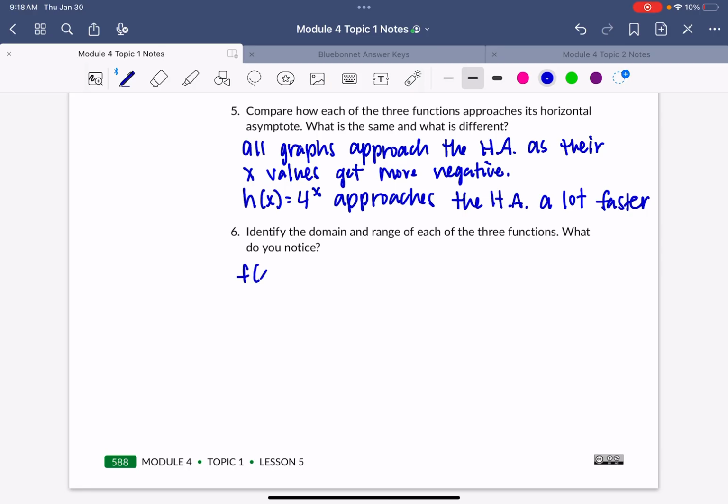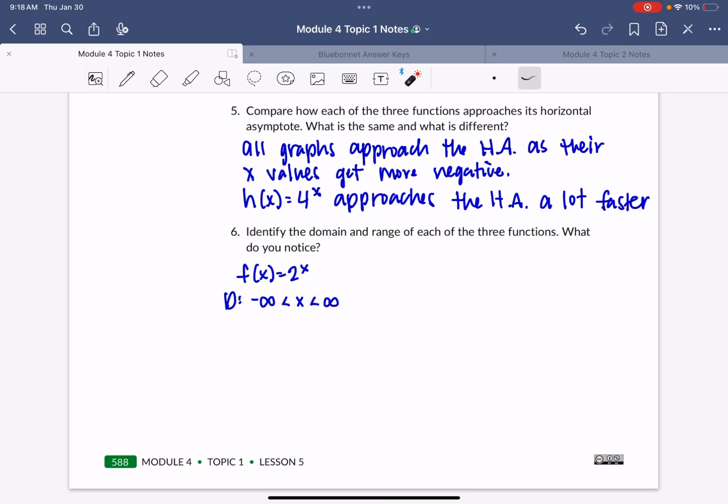For f of x equaling 2 to the x, my domain is going to be negative infinity is less than x, which is less than infinity. Okay. Again, this is telling me that on the left-hand side, I'm going to be approaching negative infinity. And on the right-hand side, I'm going to be approaching positive infinity. Now, because we don't know what infinity is, like I don't know what actual number value it represents, I can't say that I'm equal to it, which is why my inequalities are just less than.